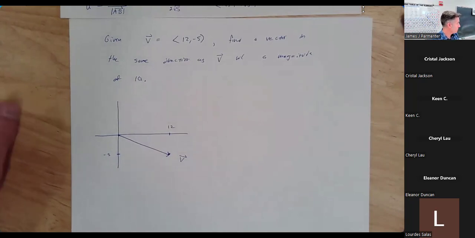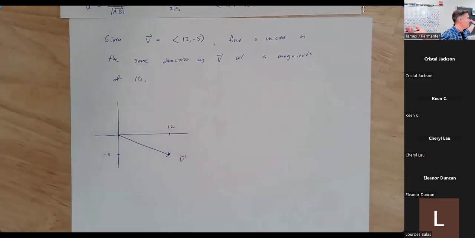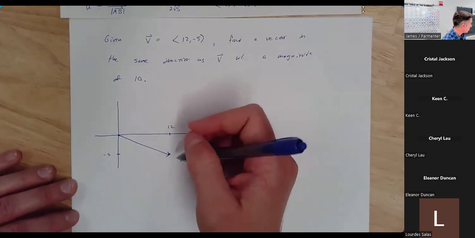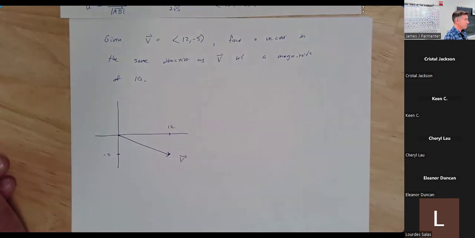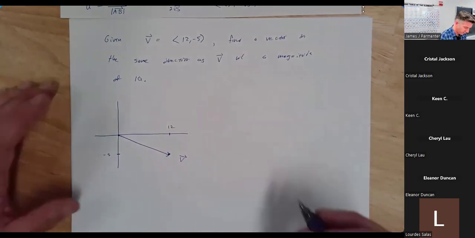Yeah, it's a thumbs up for me too. It's definitely more than 10. I've gone over 12, I'm done. It's more than 10. I've also gone down 5, making it even larger. But certainly, one of the components being larger than 10 means the vector has to have a magnitude that's larger than 10. So let's find out what we're looking for here.